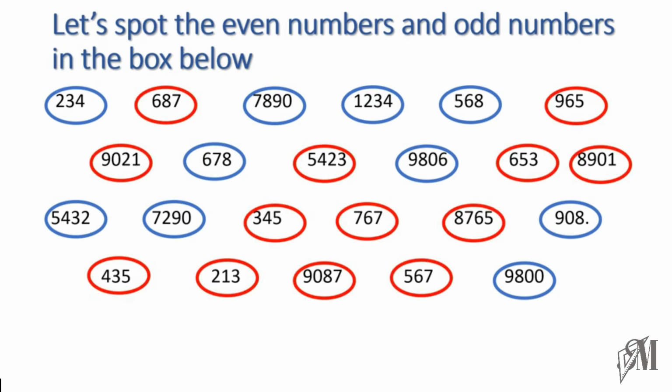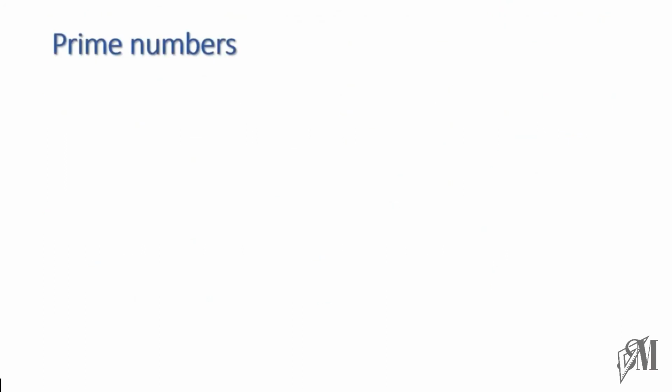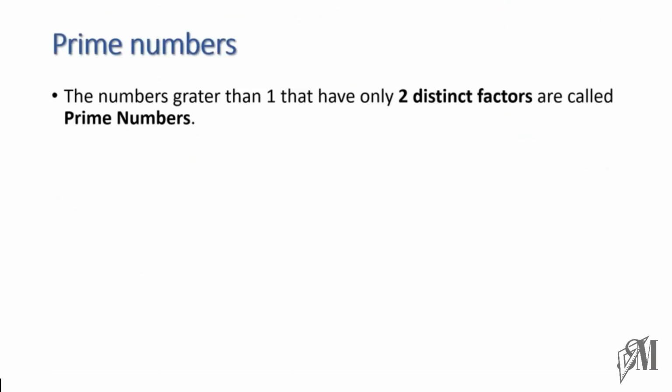Next, we are going to look into another type of numbers, that is prime numbers. The numbers greater than 1 that have only two distinct factors are called prime numbers. Now, if you take a prime number, it has only two factors.